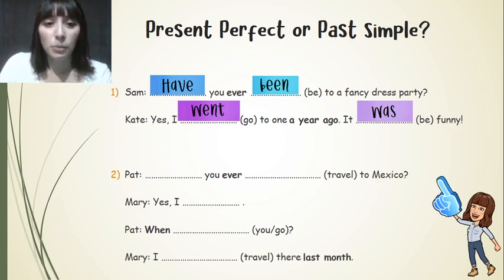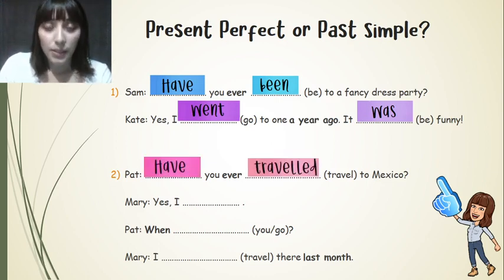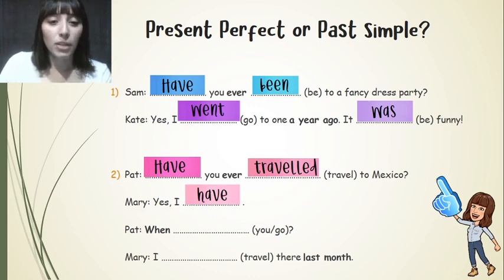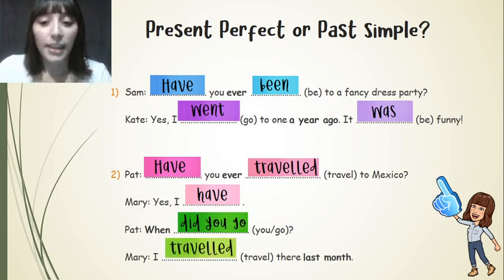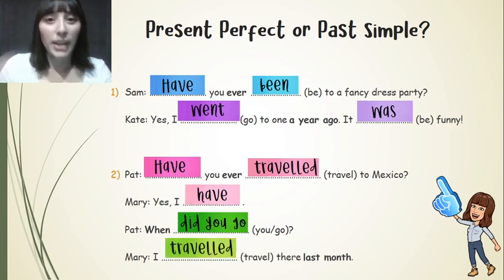Situation number 2, Pat says, have you ever traveled to Mexico? And Mary says, yes, I have. Pat wants more specific information, so when did you go? And Mary says, I traveled there last month. So pay attention to the keywords.